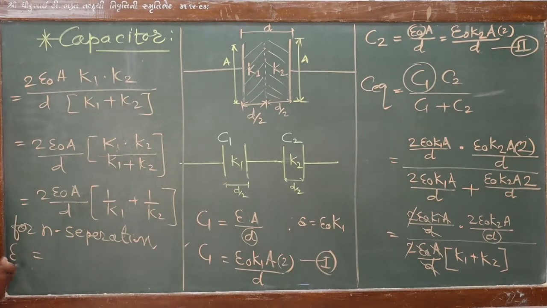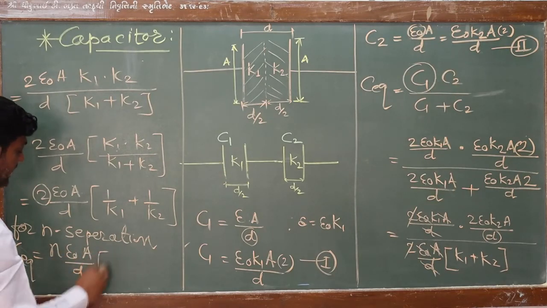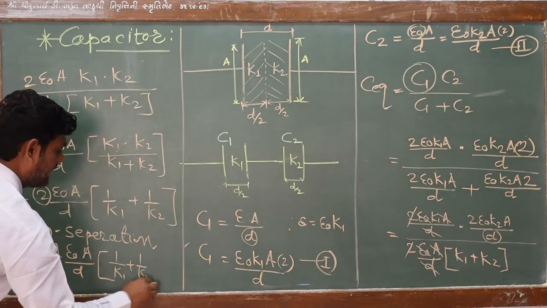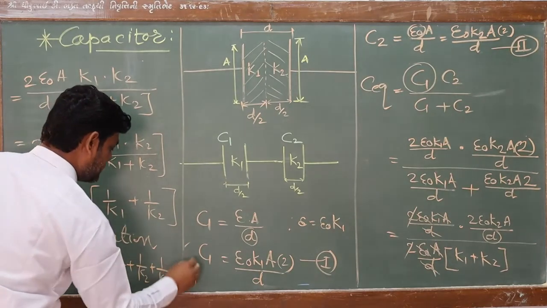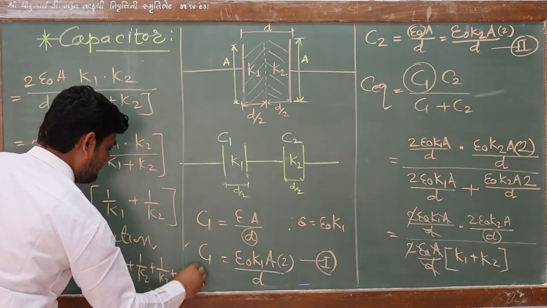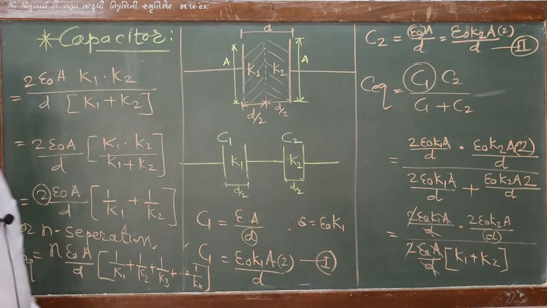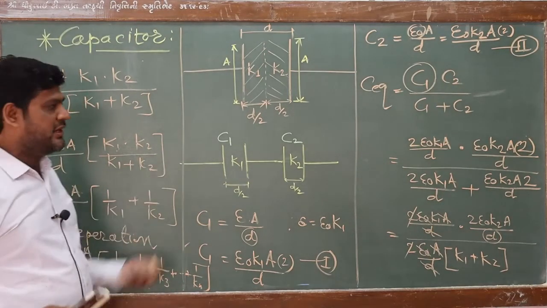C equivalent equal to, here we will write n. Instead of 2 we will write n, epsilon 0 A by D for the n terms: 1 by k1 plus 1 by k2 plus 1 by k3 plus up to 1 by kn we can write. Correct? So in this way we can do this numerical, right?